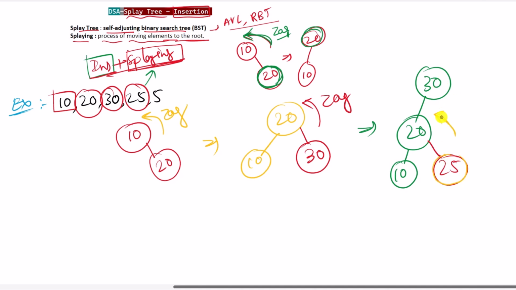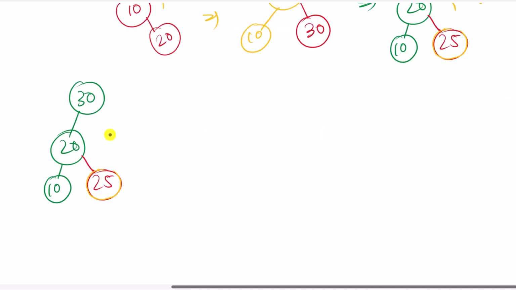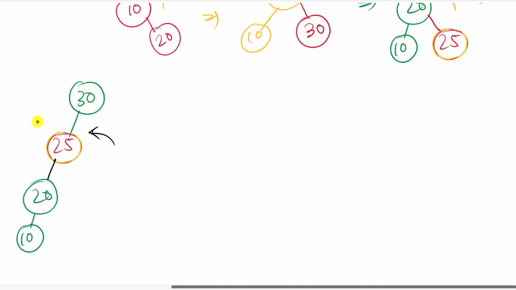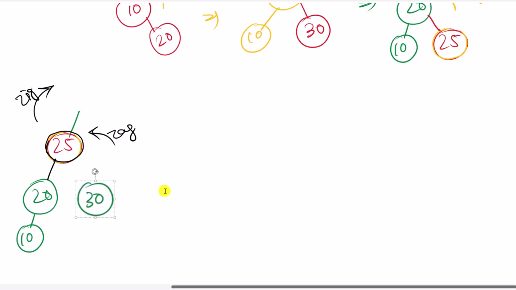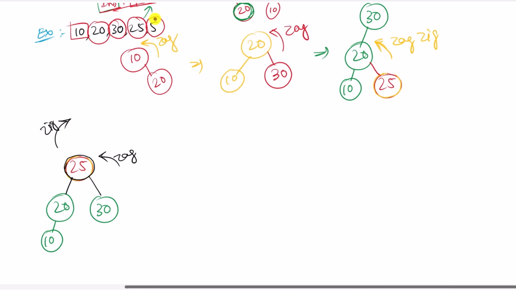First of all we're going to perform one zag rotation, and after that we're going to perform the zig rotation. So here if we perform left rotation, 20 and 10 will be dragged down, and after that we have to perform one right rotation. So that was the zag rotation, and then we have to perform the zig rotation. That means 25 will be the root node and 30 will be dragged down, so it will be the right child.